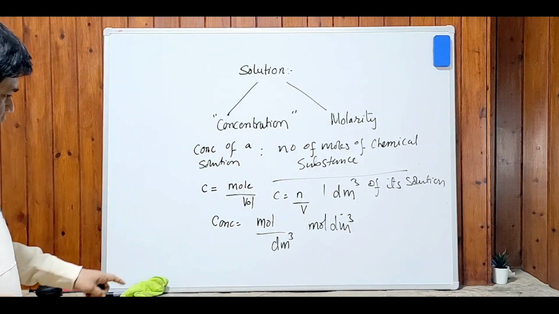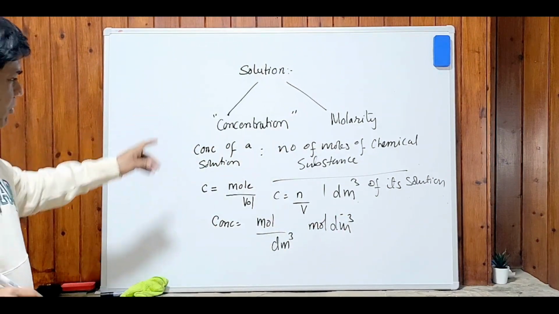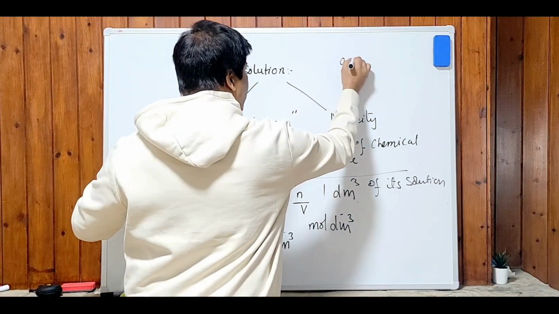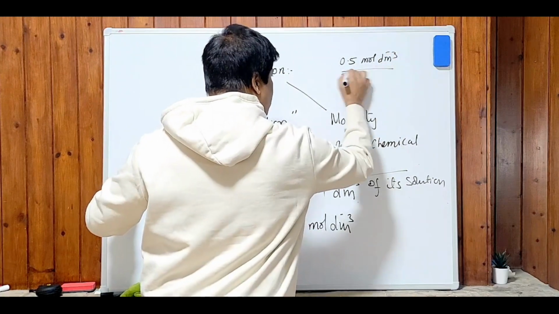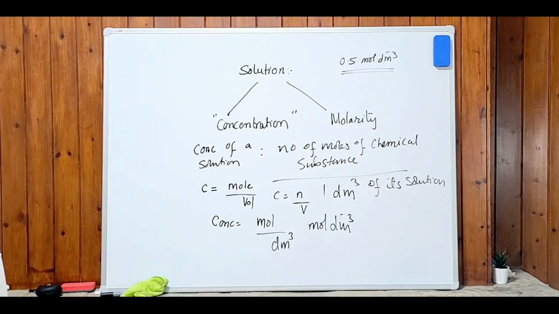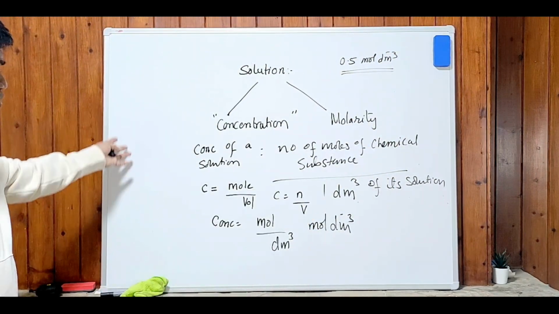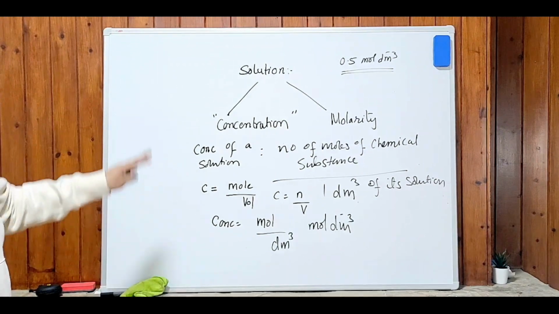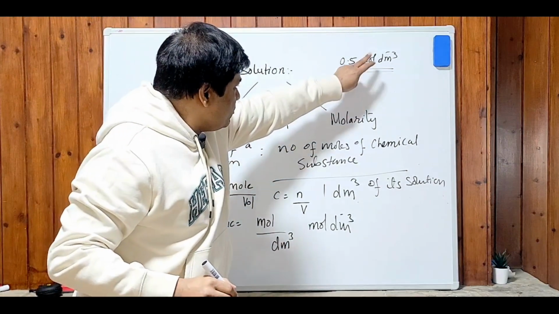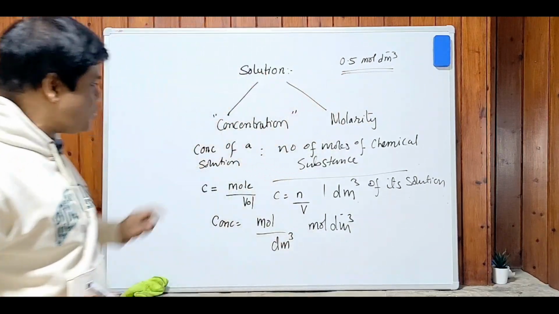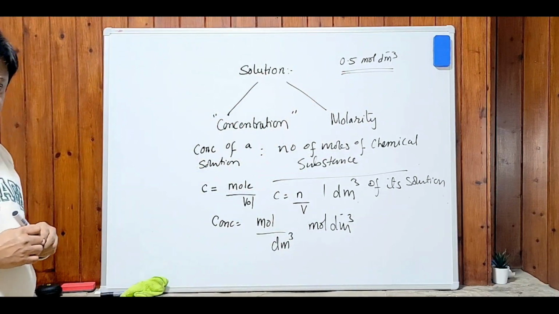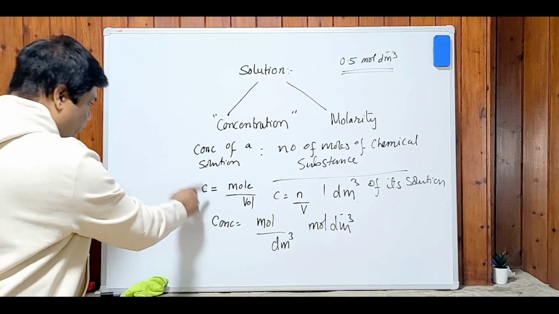Whenever in the question you see a number like 0.5 mole dm minus 3, it means this is the concentration of the solution. How can we recognize that's the mole, that's the volume, that's the dm cube? If you look at this unit, mole dm minus 3, it means this is the concentration of a solution. We will do some questions based on this formula.